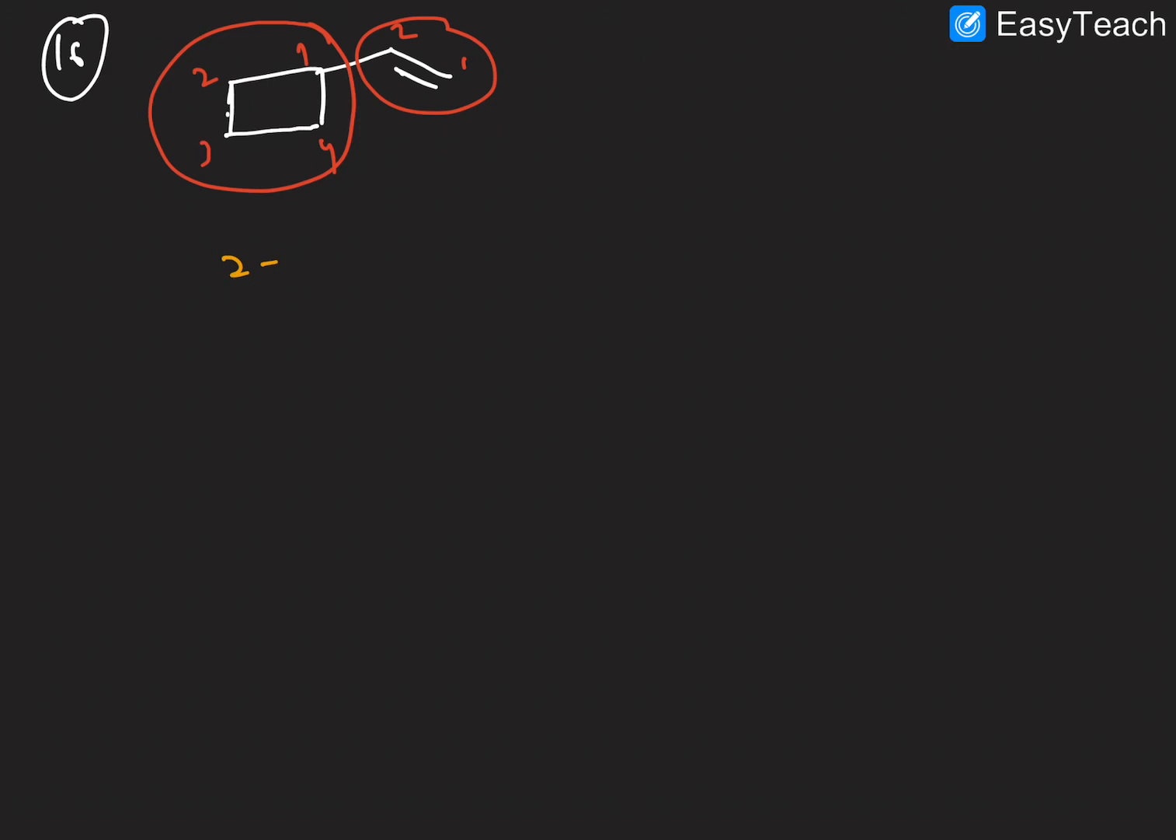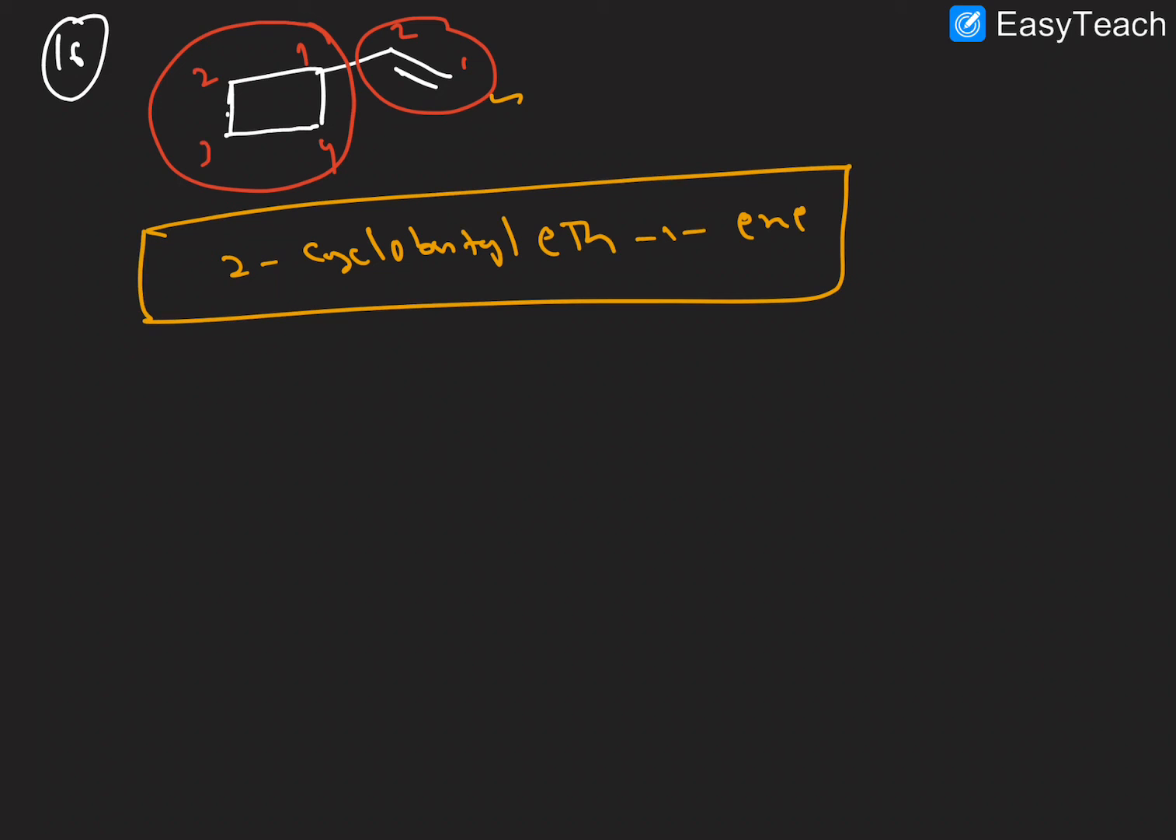And now what is the name of this compound here? A cyclic ring is present in the 2 position, 2-cyclobutyl. The number of carbons here, how many? 2 carbons, that is eth. In the place of ane it is 1-ene. So this is the name of this compound.